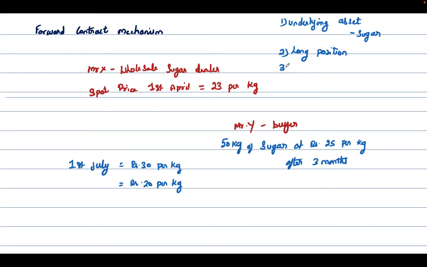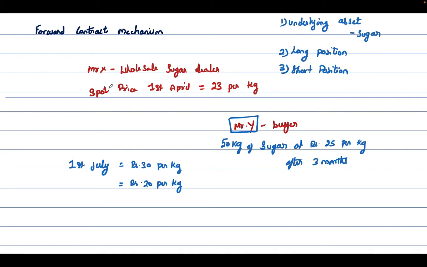and third is short position. So the party who agrees to buy an underlying asset on a future date is said to have a long position. So here Mr. Y is having the long position because he agrees to buy the sugar on a future date. So Y is said to be in long position.